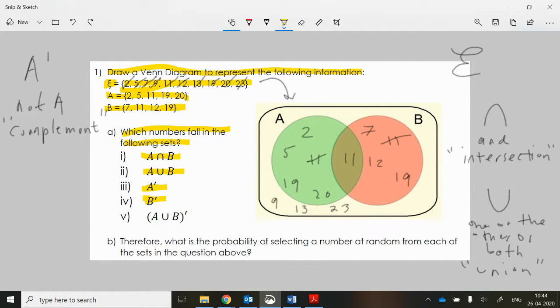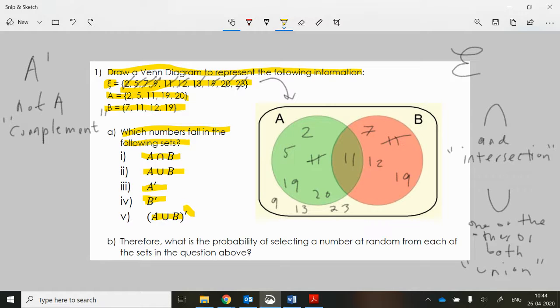Okay, and the last one, which is quite difficult, is saying here's the union, but it's saying what's not in the union. So remember, what's in the union? Everything inside here is in the union. Well, what is not in the union are the things which are on the outside. So that will answer your question there.